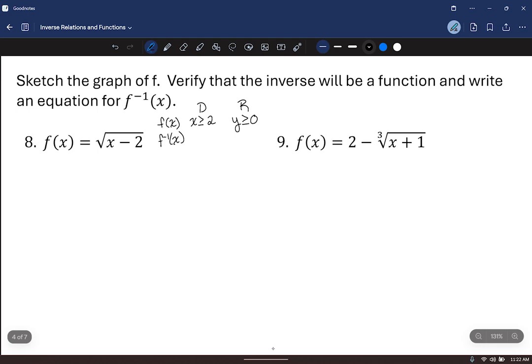Now, because I know that with my inverse, the domain and range flip-flop, now my domain is going to be x is greater than or equal to 0, because these are going to flip-flop. And my y is going to be greater than or equal to 2, because these are going to flip-flop. All right, and we're going to be able to see that on the graph here in just a minute.